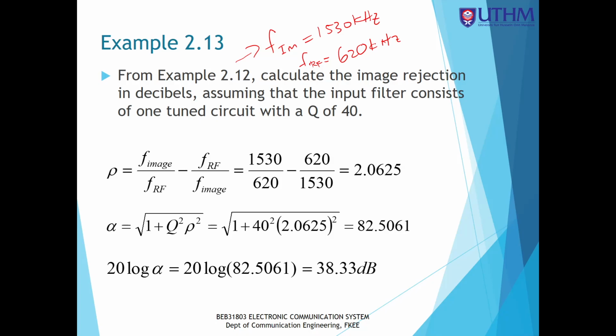How to find it? We can use this parameter. First we need to find the rho parameter: F image divided by FRF minus FRF over F image. So 1530 kilohertz divided by 620 kilohertz, minus 620 kilohertz over 1530 kilohertz. You will get 2.0625. Try using your calculator so that you can be familiar with the calculation process.